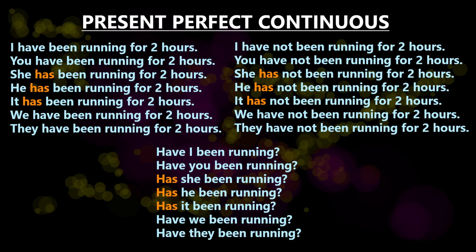Present perfect continuous. I have been running for 2 hours. You have been running for 2 hours. She has been running for 2 hours. He has been running for 2 hours. It has been running for 2 hours. We have been running for 2 hours. They have been running for 2 hours.